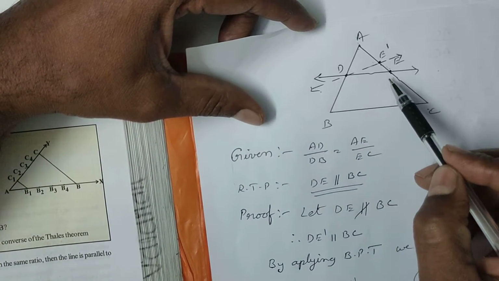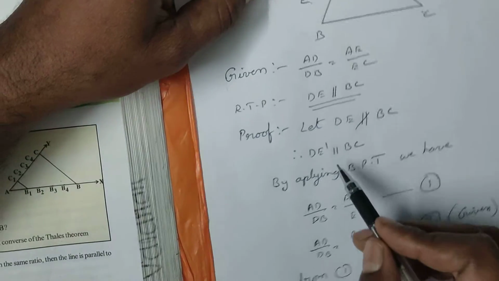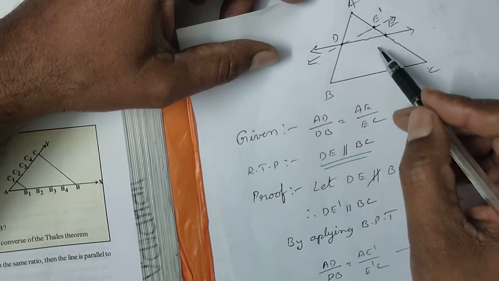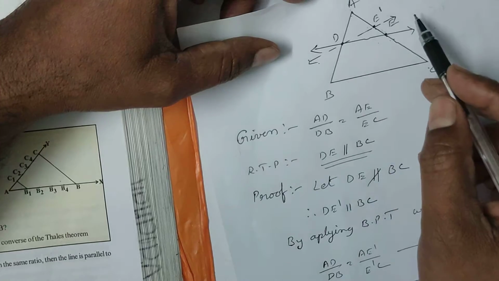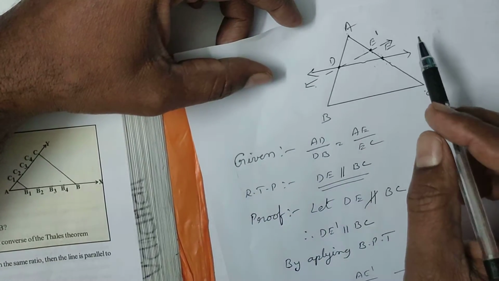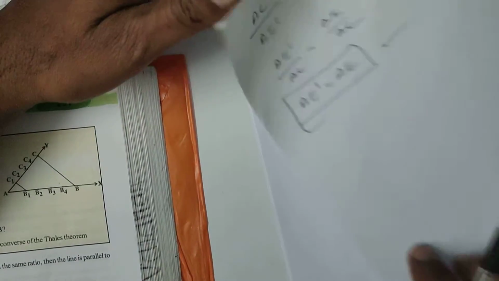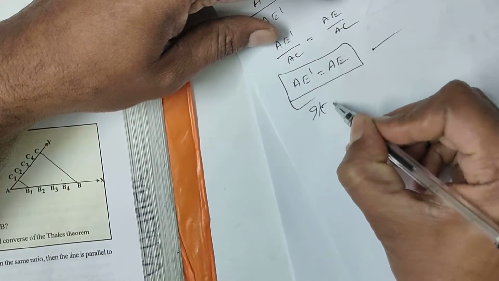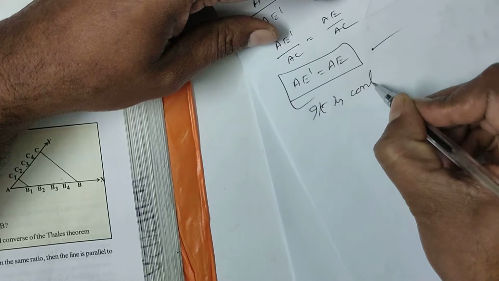Why did you get this? It means our assumption is wrong. So this is called contradiction. If E and E dash are two distinct points, AE dash equal to AE you never get. So this is called contradiction.